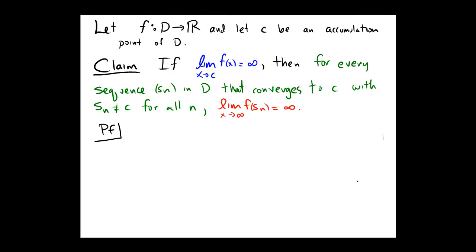Suppose that f is a function from D to the real number line, and let C be an accumulation point of the domain D. If the limit as x approaches C of f of x equals infinity, then for every sequence Sn in D that converges to C, with Sn not being C for all n, we have that the limit as n goes towards infinity of f of Sn equals infinity.